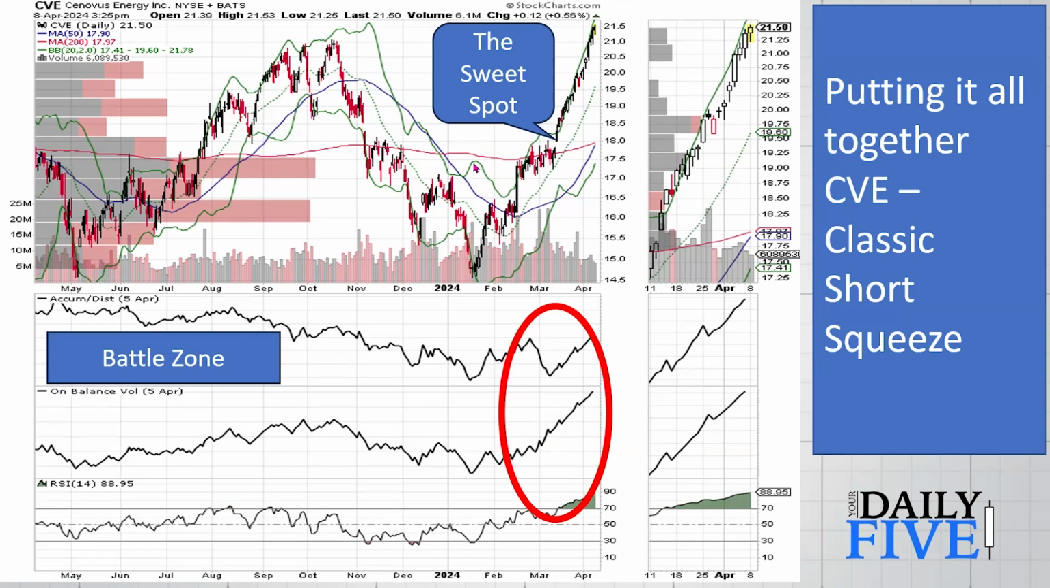So this is a classic short squeeze example. And then, of course, you see that the short sellers just continue to bail out, and the buyers continue to move in, and you have a nice breakout.